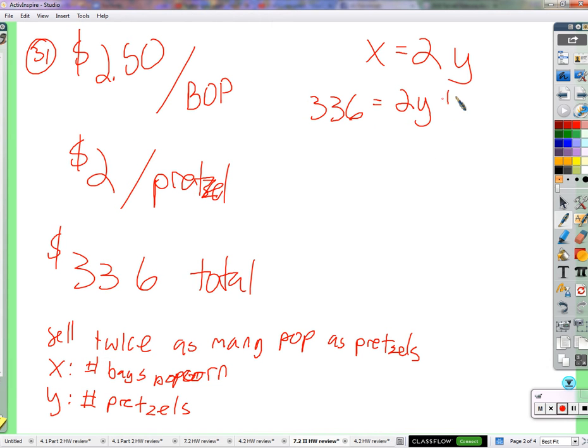And y. Plus, just x, just the number of bags of popcorn. We gotta add the money, right? This is the money we make off of pretzels. How do we calculate the money we make off of bags of popcorn?